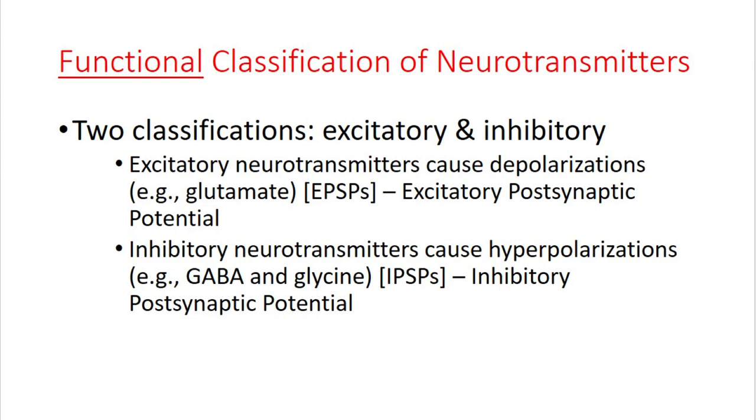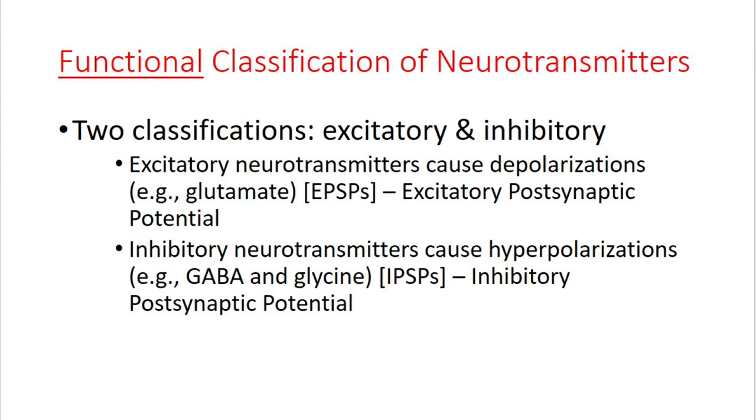So that's looking at kind of the structural classification, or looking at what are the neurotransmitters made of. Are they made up of peptides or just an amino acid? Is it acetylcholine, which is kind of unique, or is it a lipid or a gas? So that was the structural classification that we just looked at.